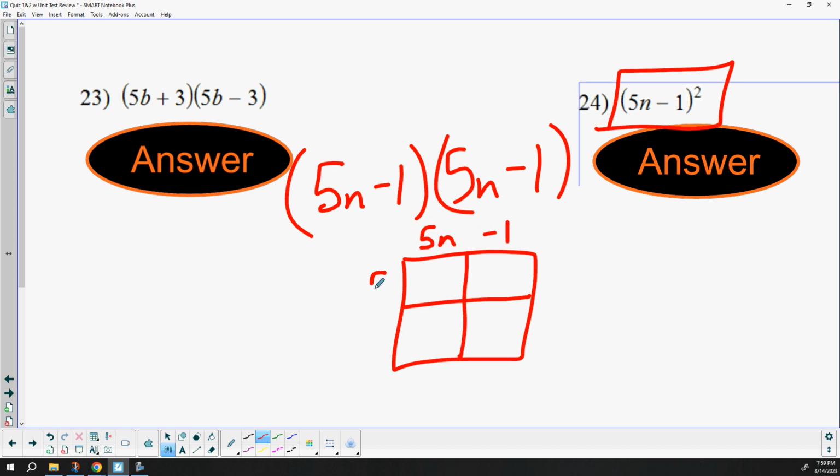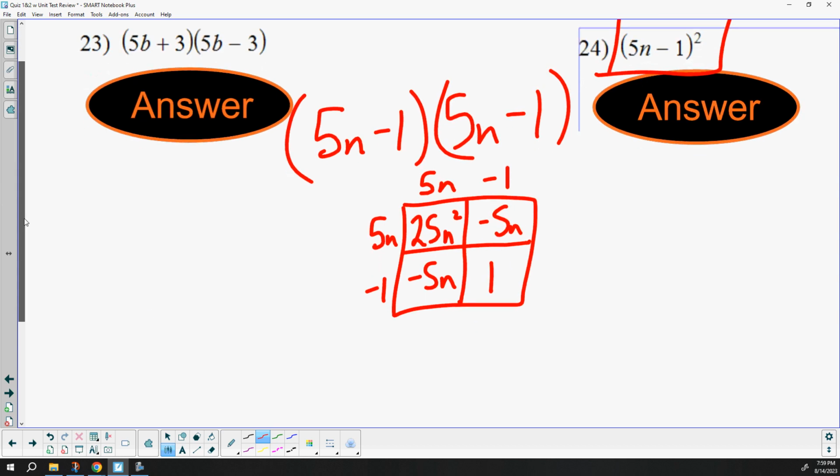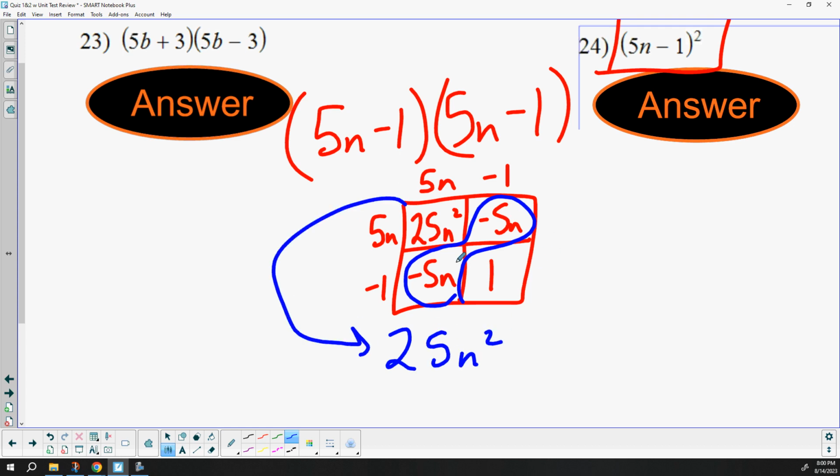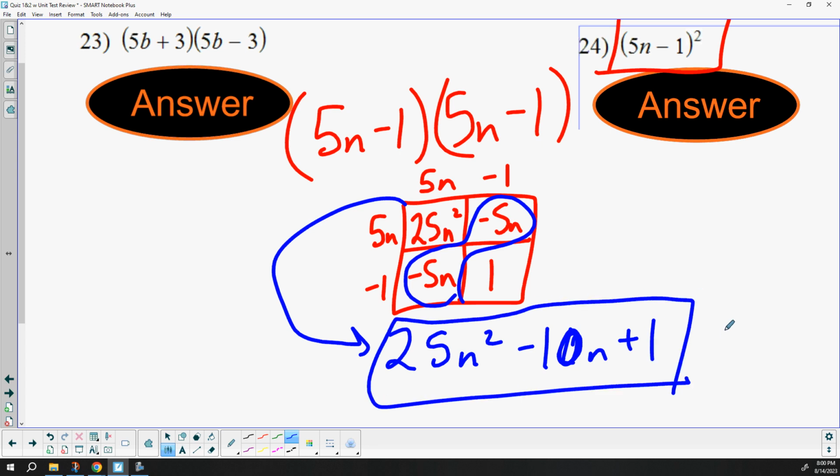5 and 5 make 25. N and N make n squared. Negative would be a negative 5n. Negative 5n again. And negative 1 times negative 1, positive 1. Yep, you guessed it. Add your peanuts. So 25n squared, because it comes from right there. Your peanut, negative 10n. And plus 1. Skadoosh. I feel like that was the last one. Let's find out. And it was, because we did that in class.